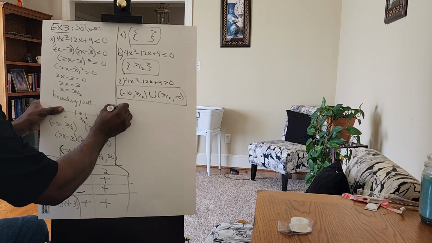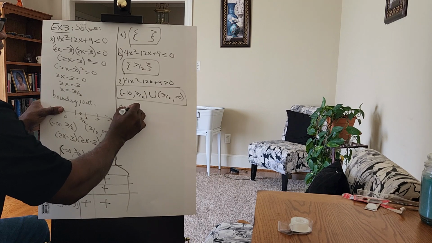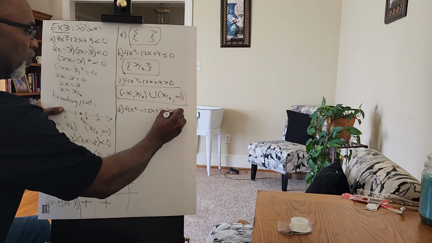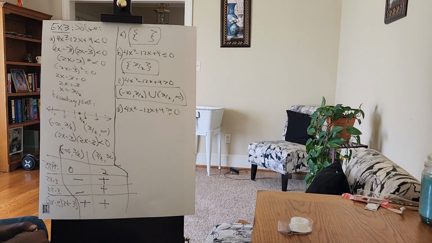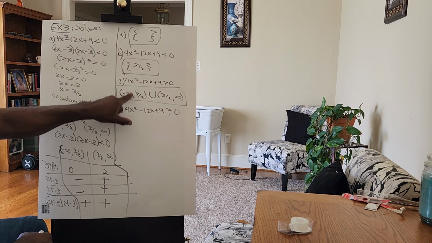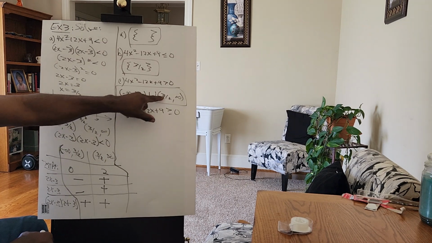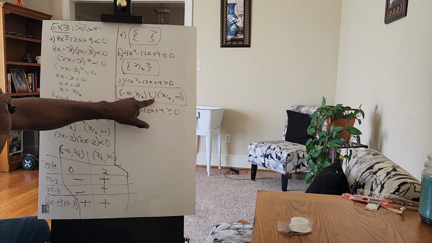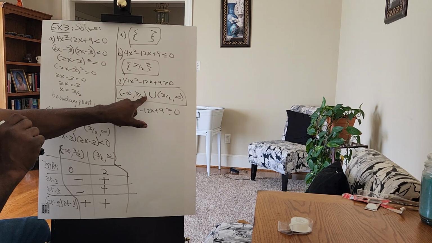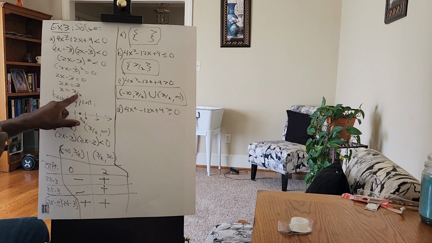And finally, D, 4x squared minus 12x plus 9 greater than or equal to 0. Again, we just did greater than 0. It's greater than 0 in this interval and this interval. That's the entire real number line, just taking out the one point, 3 halves. But with the or equal to 0, it's greater than 0 in these two intervals, but it's equal to 0 at the one boundary point.